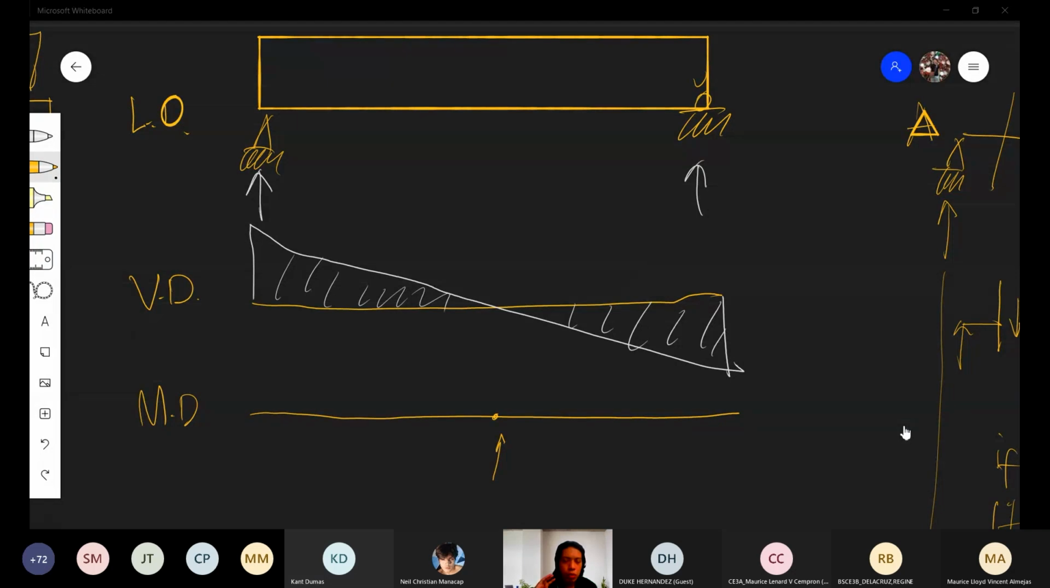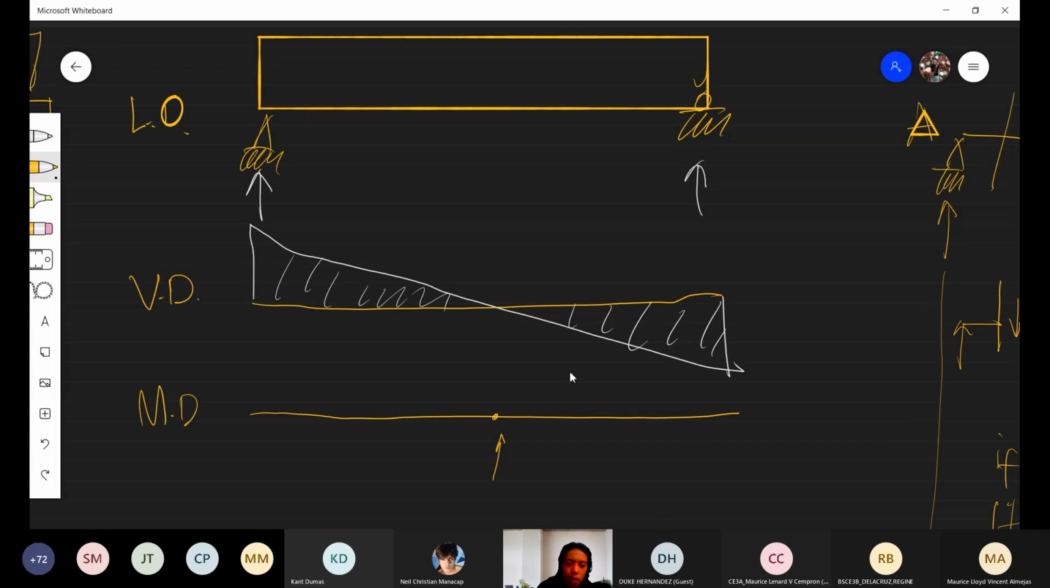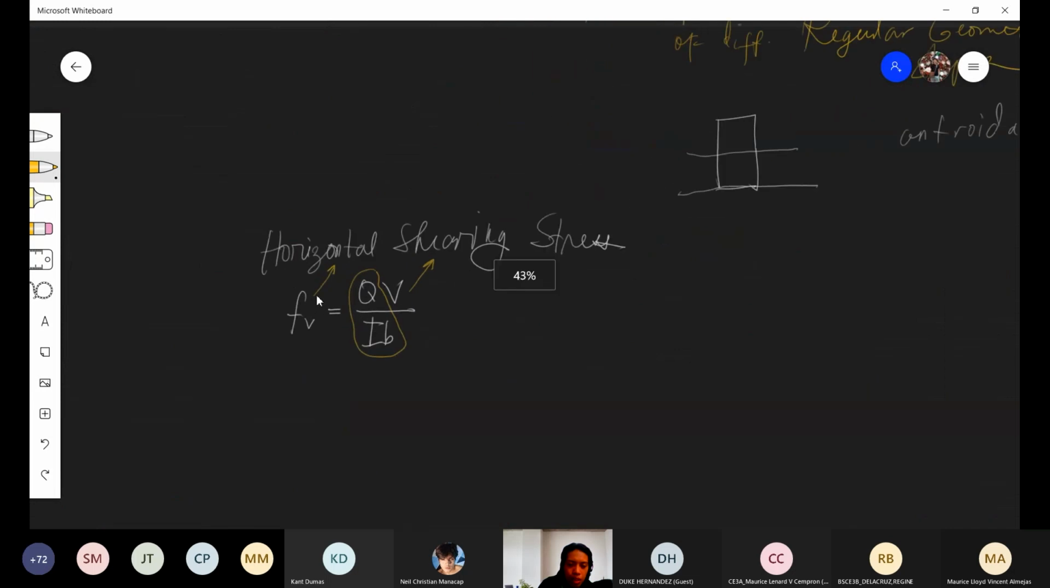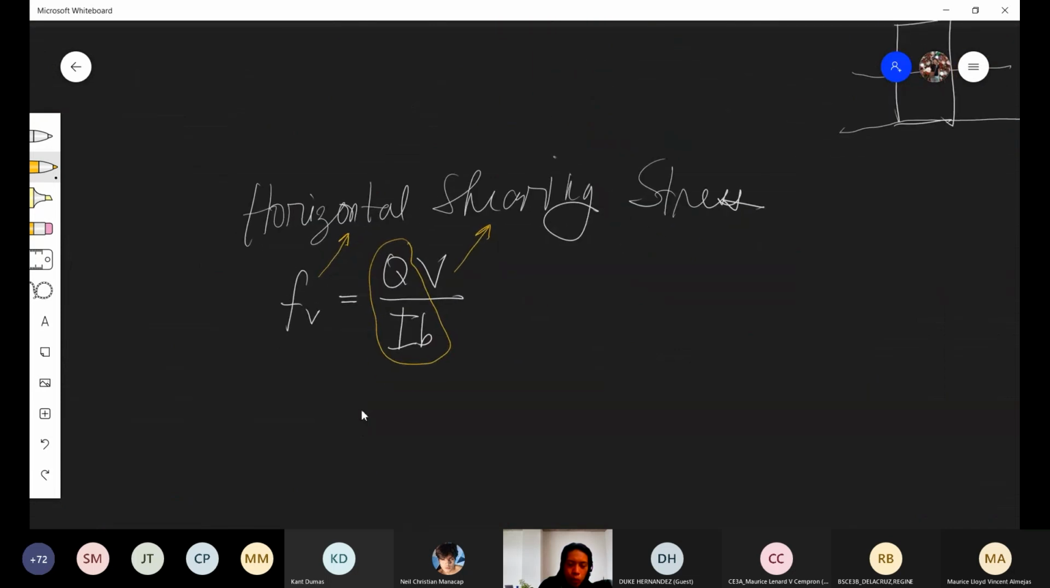Okay, you have an idea but look at the diagram. Look at the diagram. Okay, let's go back. Basically, I am handing you the answer already, but I want to hear it from you. Okay, this is your formula for the horizontal shearing stress.